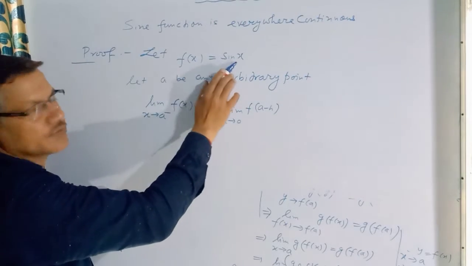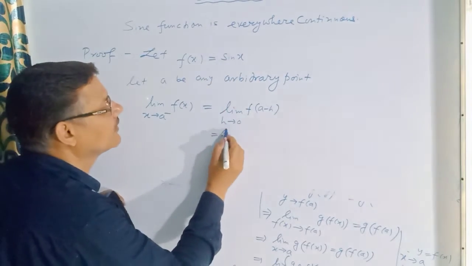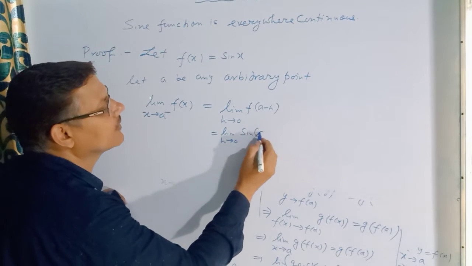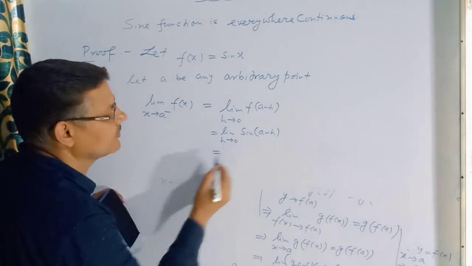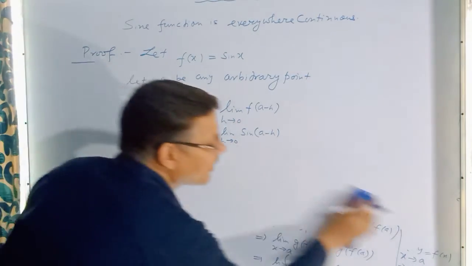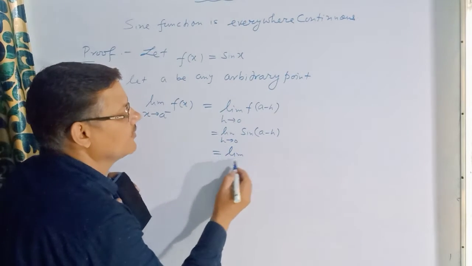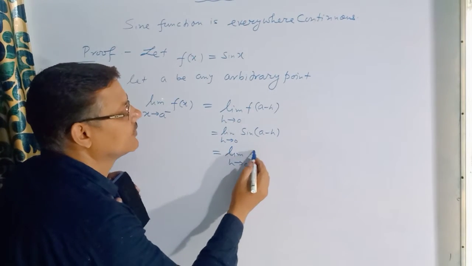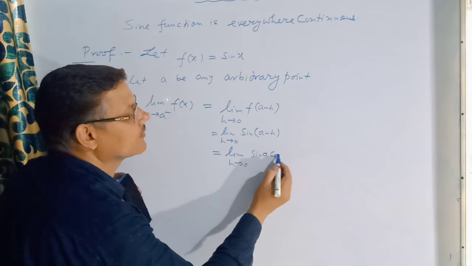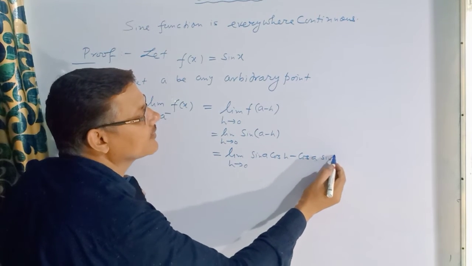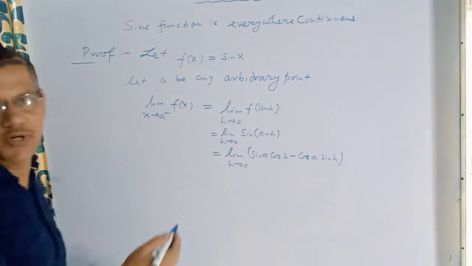Since f(x) equals sin x, we write it as the limit as h tends to 0 of sin(a − h). Directly we use the formula. What is sin(a − b)? Actually sin(a − b) is sin a cos b − cos a sin b. So the limit as h tends to 0 of sin a cos h − cos a sin h. Now we separate the limit.